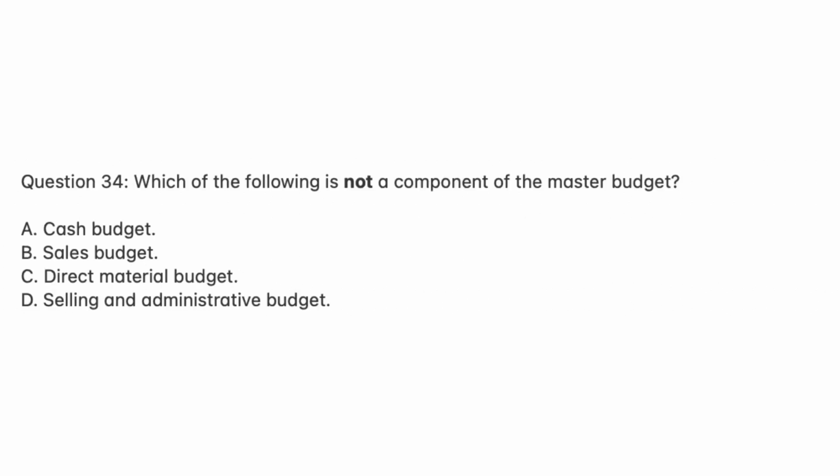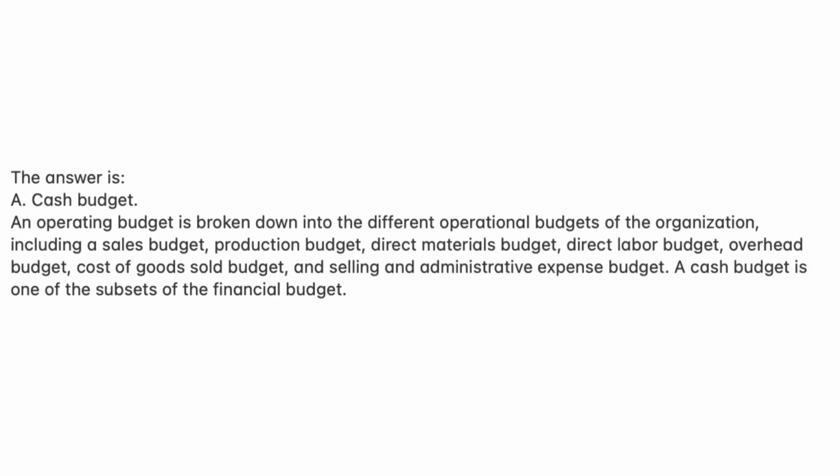Question 34. Which of the following is not a component of the master budget? A. Cash budget. B. Sales budget. C. Direct material budget. D. Selling and administrative budget. The answer is A.